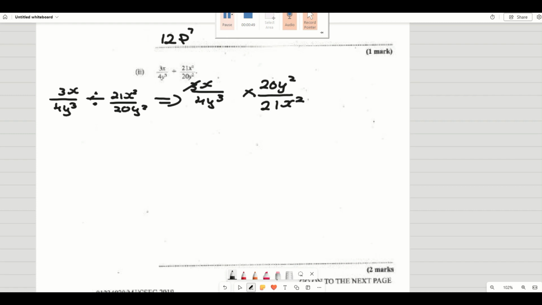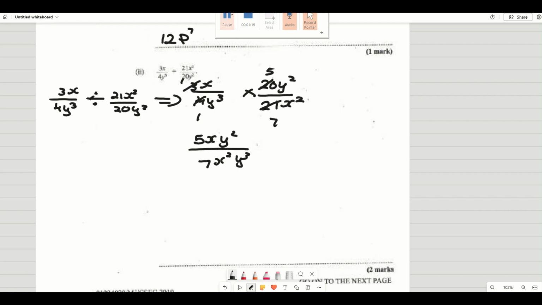Right? So you say 3 into 3, 1. 3 into 21 is, no, 7. 7 3s are 21. And then 4 into 4, 1. 4 into 20 is 5. So you're going to have 5xy squared all over 7x squared y cubed.